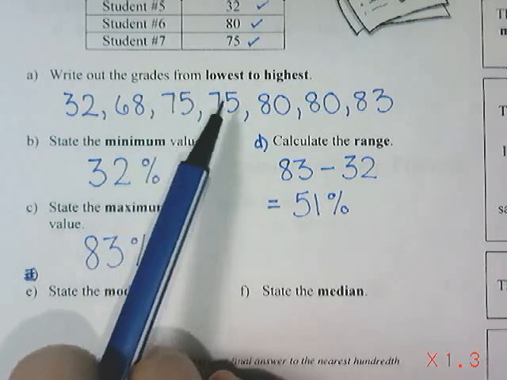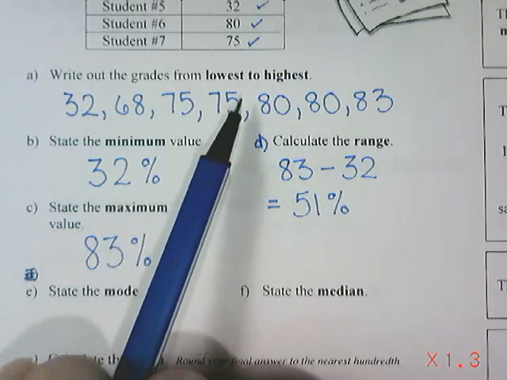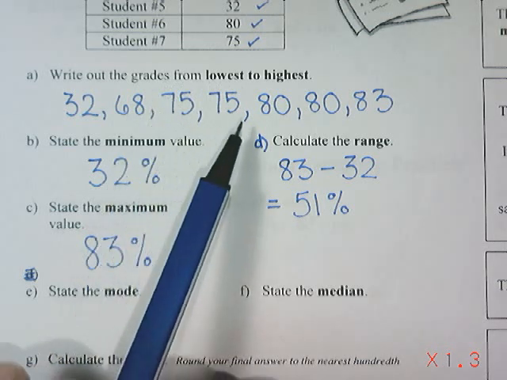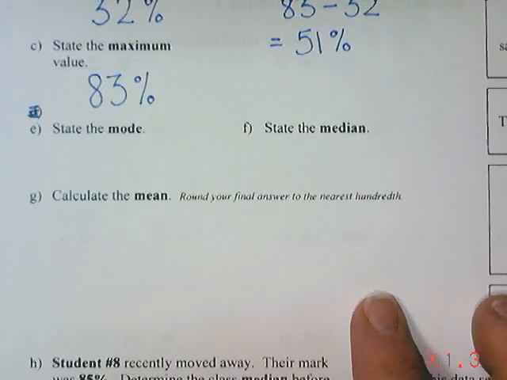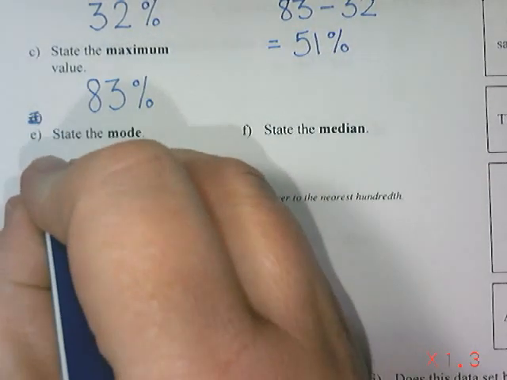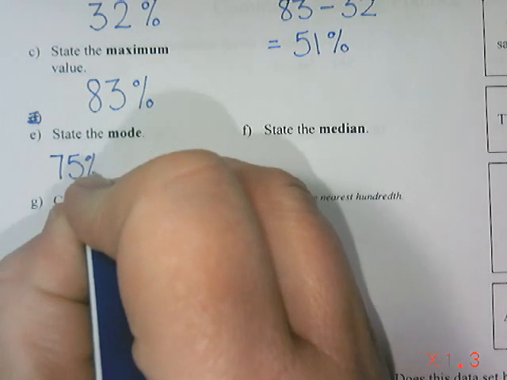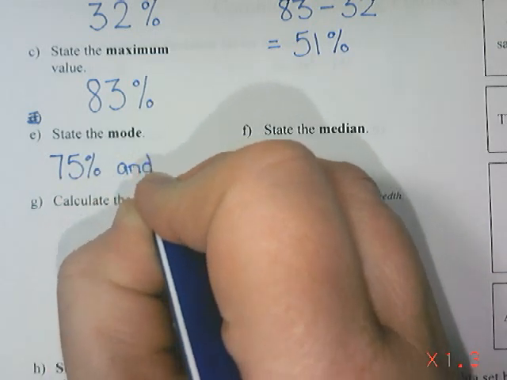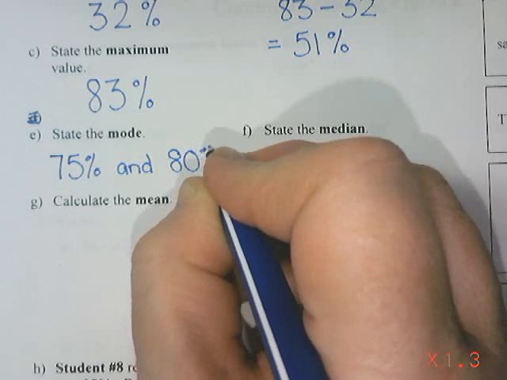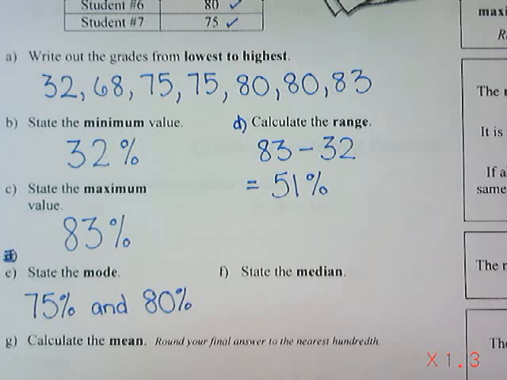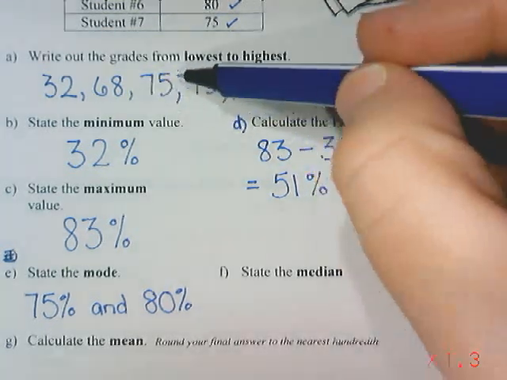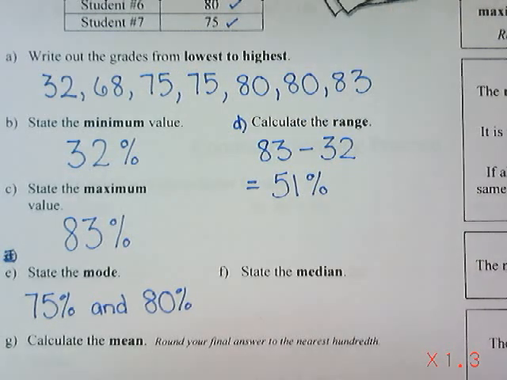So because they've shown up the same number of times, I have two modes. We have 75, which showed up 2 times, and 80, which showed up 2 times. So our mode is both 75% and 80%. So it is possible to have more than one mode, right? If you have 2 numbers that are showing up more than once, and they show up the same number of times, they both showed up twice here, then that is going to be our mode. We'll have 2 modes. Sometimes you can have 3 modes.